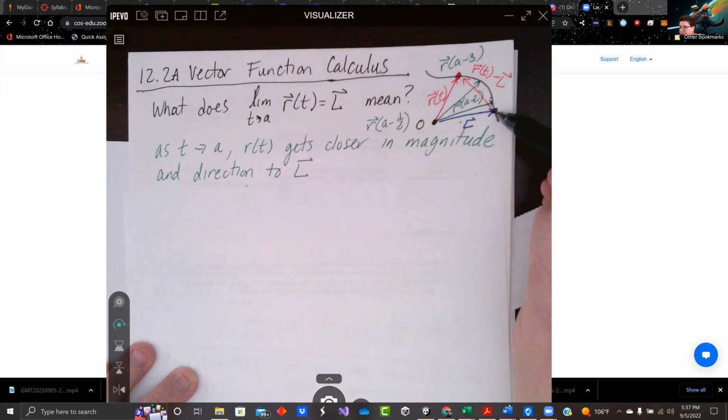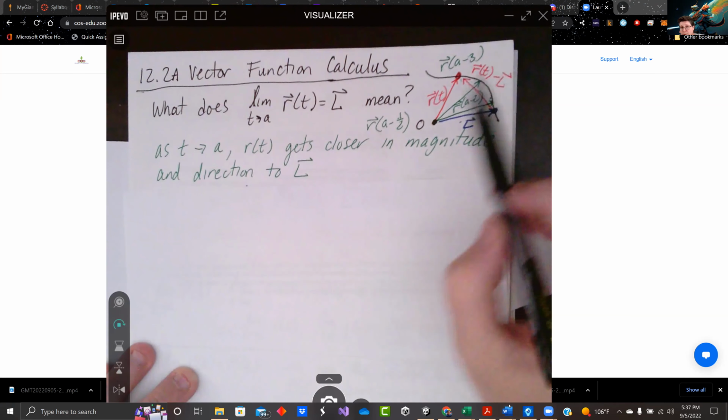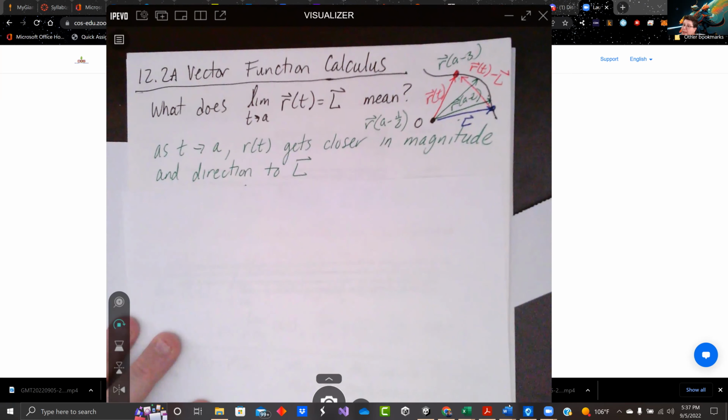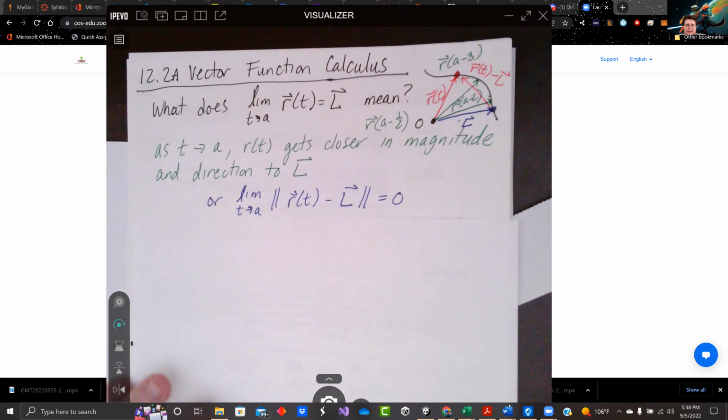It is possible to have a vector that is pointing in the same direction as L, but not the same magnitude. Picture anything on the sine or cosine functions. I could point the vector in the same direction, but different magnitudes go to different points. So it needs to have the same magnitude and same direction. Another way of writing this is the limit as t approaches a of the magnitude of r of t minus L equals 0. Does this look a little bit like delta epsilon proofs if we set the right side equal to epsilon?